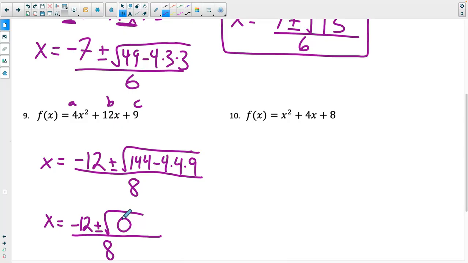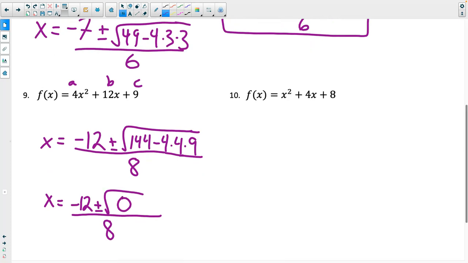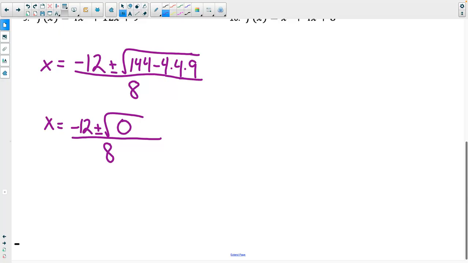So, folks, if you know the square root of a number, you have to calculate the rest of this. So if this was the square root of 4, then I would have negative 12 plus 2 divided by 8, and then I would have negative 12 minus 2 divided by 8. Now I would actually have to put that number down. Now 0 doesn't really do a whole lot because the square root of 0 is just 0. So I am going to have negative 12 divided by 8 because if I add 0 to negative 12, I get negative 12. If I subtract 0 from negative 12, I still get negative 12. And that's why when the discriminant is 0, we have the one solution that shows up.